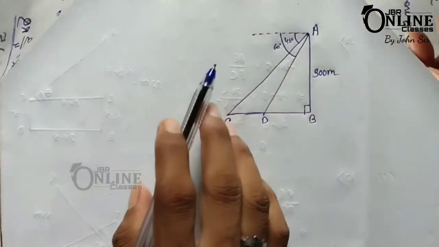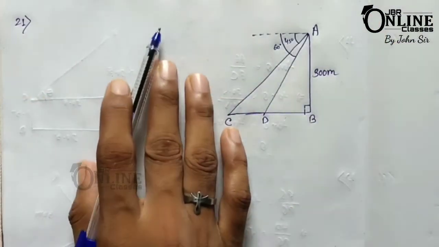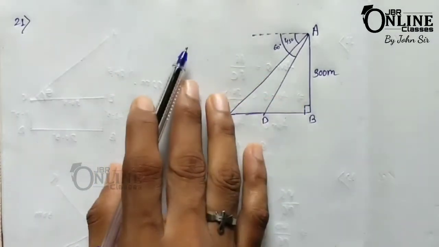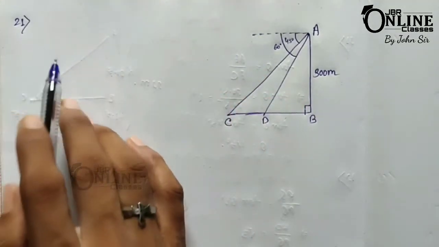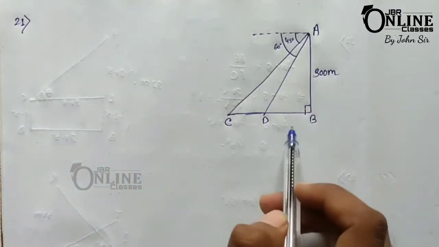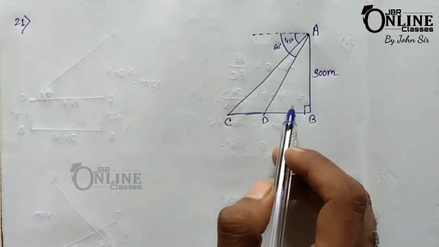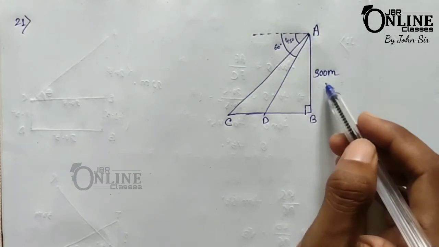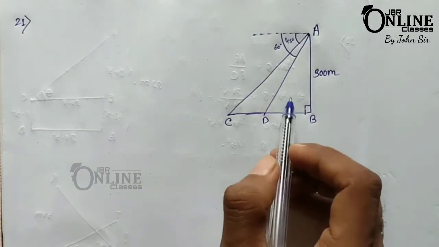Now sum number 20 is the same as sum number 19, so I hope you can solve this one. So now sum number 21. In sum number 21, in the adjoining figure not drawn to the scale, AB is the tower. Here AB is the tower and the height of the tower is 300 meter, it is given.